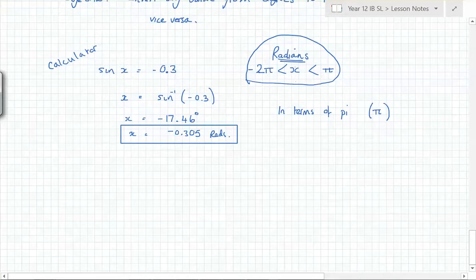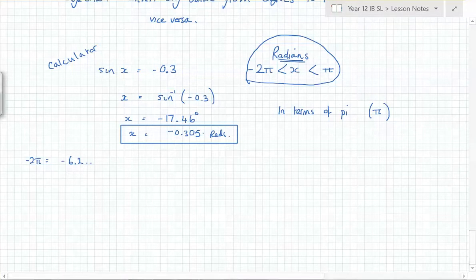I've got an answer that falls within this domain, yeah? Do we know what minus 2 pi is as a decimal? Minus 6.2. So that does fall within the domain.